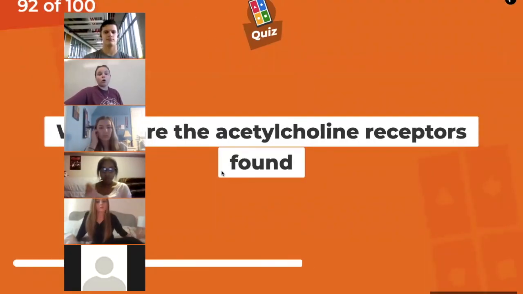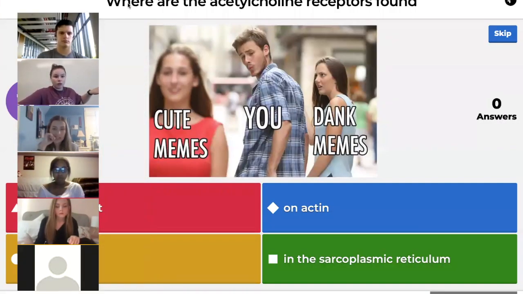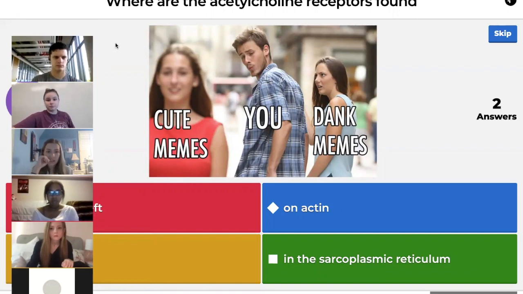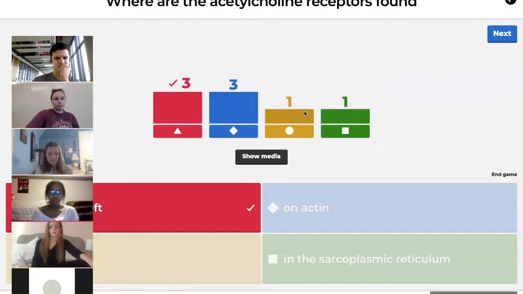Where are the acetylcholine receptors found? 8 more, and then we're done. We're almost out of here. Okay, so the acetylcholine receptors, right? So they're in the synaptic cleft.